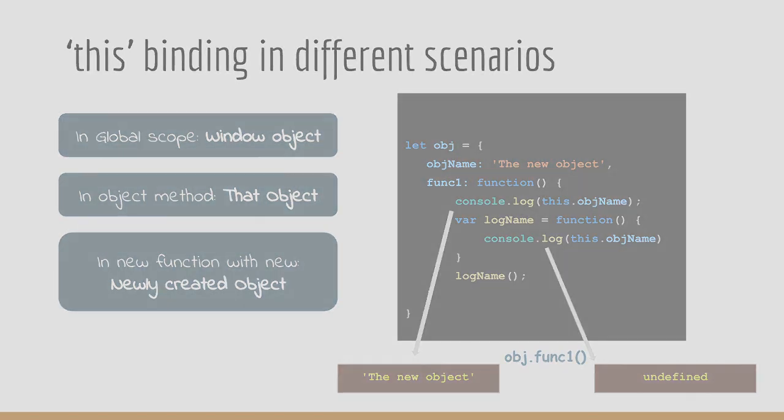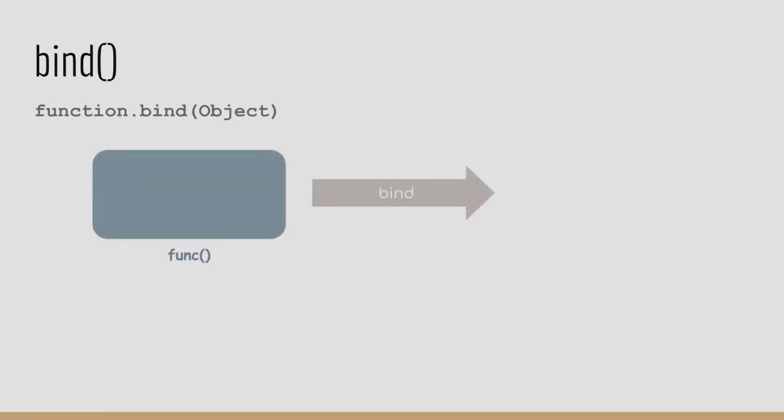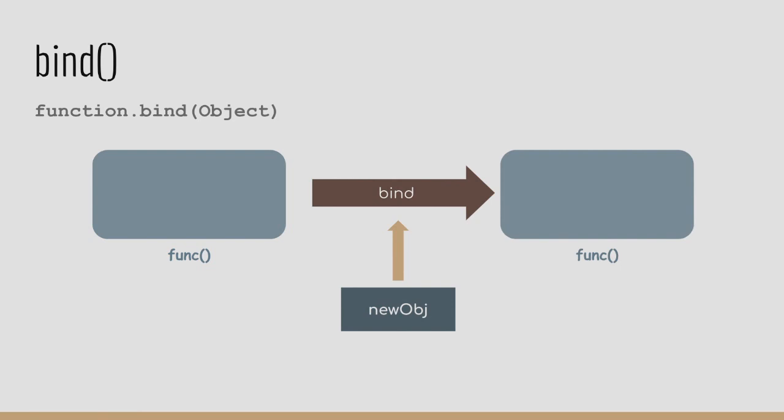To circumvent the kind of situation that we faced just now, the bind method on the function.prototype comes in real handy. We call it in this way: function name dot bind, and then pass an object to it. What the bind method does is, when called on a function and passed an object, it returns us a new function, and in that new function, the value of this would be bound to the object that we passed to it. It's a neat little trick to change the value of this binding inside functions. Let's see that in action.